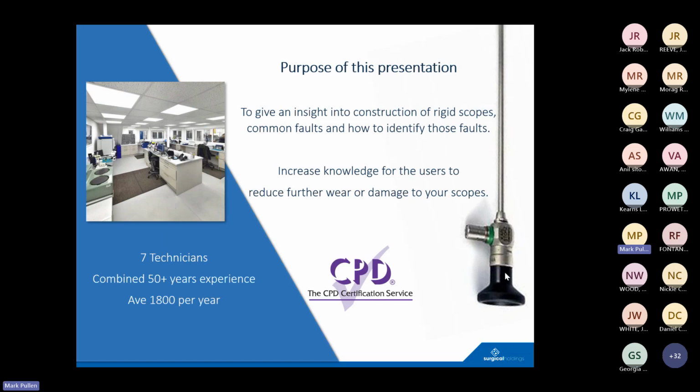So what is the purpose of today's presentation? Hopefully it's to give you an insight into the construction of a rigid scope, common faults that we find, and how to identify those faults. Hopefully in turn this will increase the knowledge for the users and help to reduce any further wear and damage to your scopes. Why are we able to talk about this firstly?